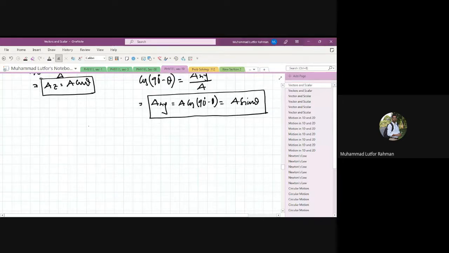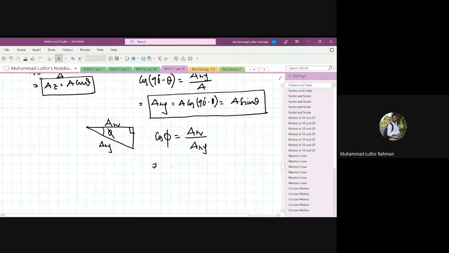Now look at this. I'm going to draw for you. Say this is the case. A_xy creates an angle phi over here. This is your A_x component, and this angle is again 90 degrees. Then I will define cos phi as base, which is A_x, divided by the hypotenuse, which is A_xy.